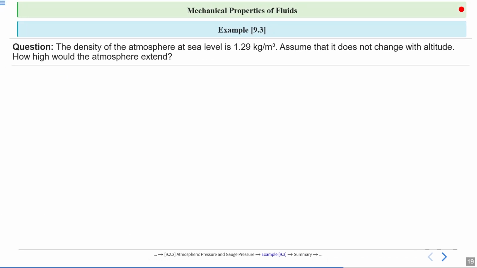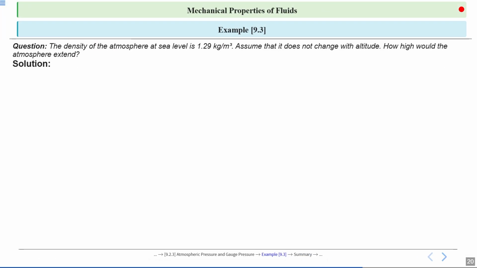Example 9.3. The density of the atmosphere at sea level is 1.29 kg per meter cube. Assume that it does not change with altitude. How high would the atmosphere extend? Let's solve this question.